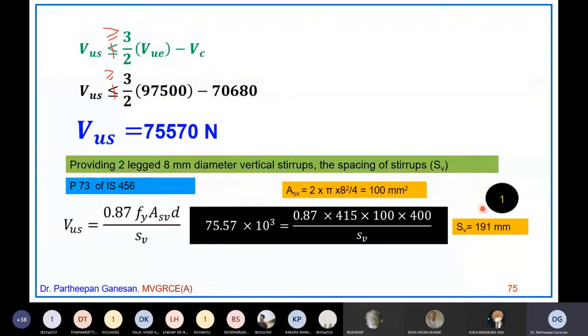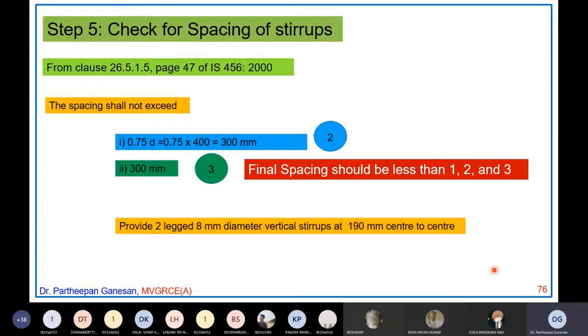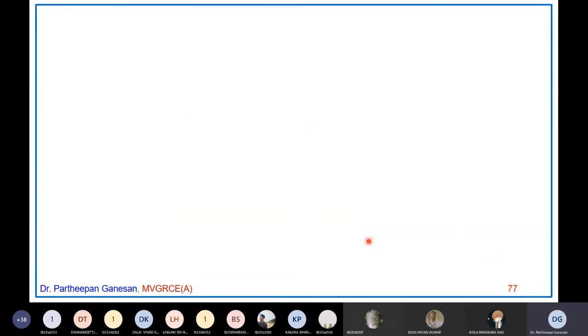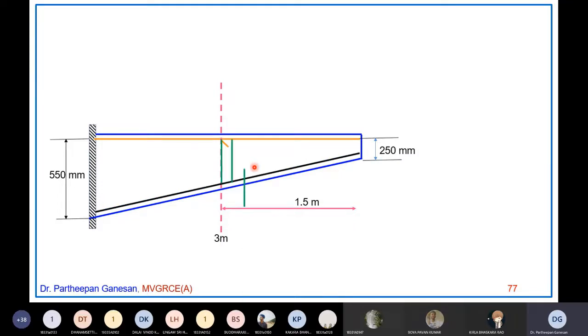Less than or equal to. It cannot be greater. Obviously, if a laborer cannot provide 191 exactly, you round to a whole number, to the lower number, not to the higher number. So I have written here 190 mm. You can go with 175 or 180 or whatever. It should be less than 191. So finally, if I draw the reinforcement detail, I am going to provide reinforcement only on this right side, because I am designing shear at this section, not here. So this is my final reinforcement details.